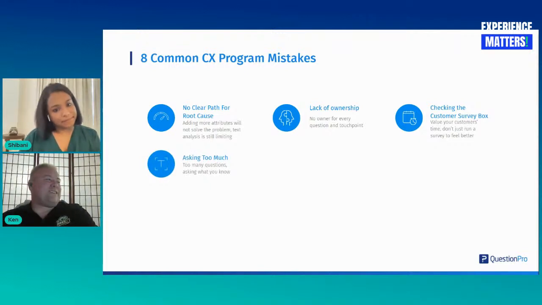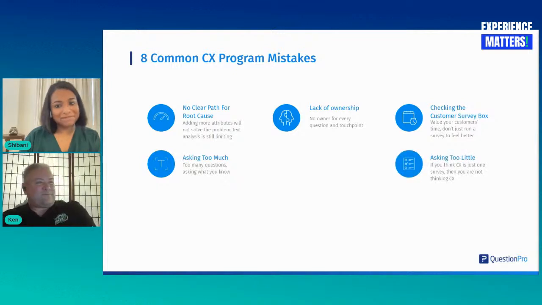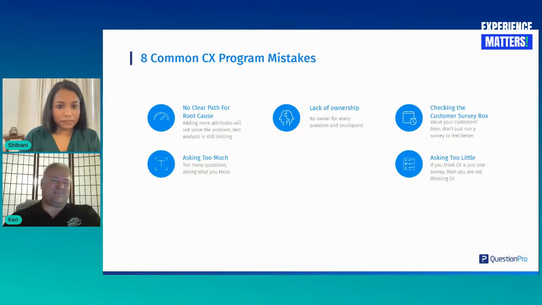We've talked about this, asking too many questions and asking what you know. That's so common. It needs to be reiterated over and over again, but we talked about that quite a bit. And then asking too little. I know it seems like the opposite, doesn't it? But realistically, as I mentioned before, if you think CX is just one survey, you're not thinking CX. That's plain and simple as it can be.